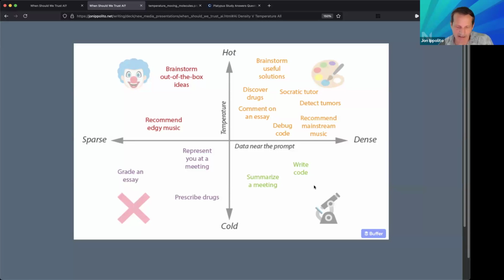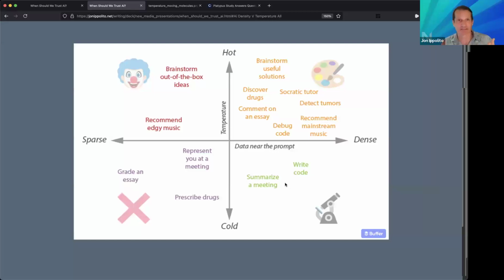I also put meetings in there, and I said summarizing a meeting goes in the cold, dense quadrant, because I don't want a crazy variety of different summaries of a meeting. I just want the facts, like just give me bullet points of what people said. And if it's not very imaginative or inventive, that's fine. I just want to find out what happened at the meeting.